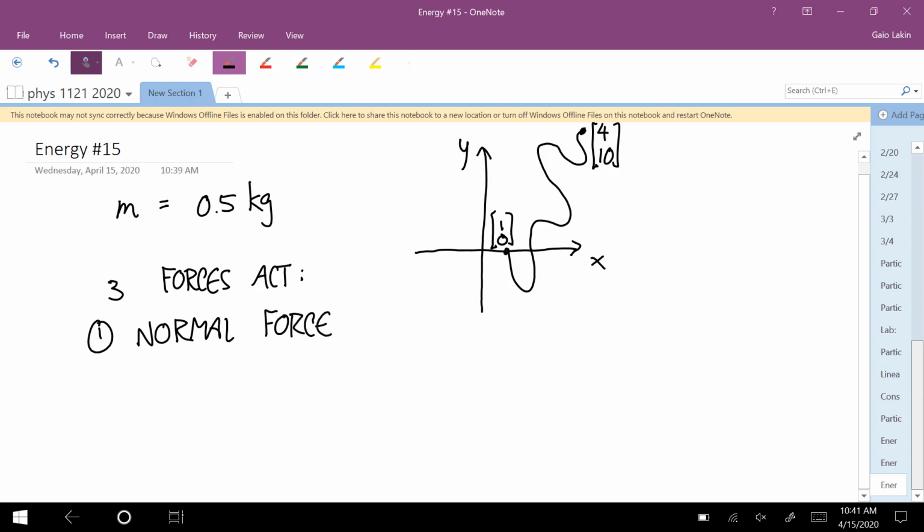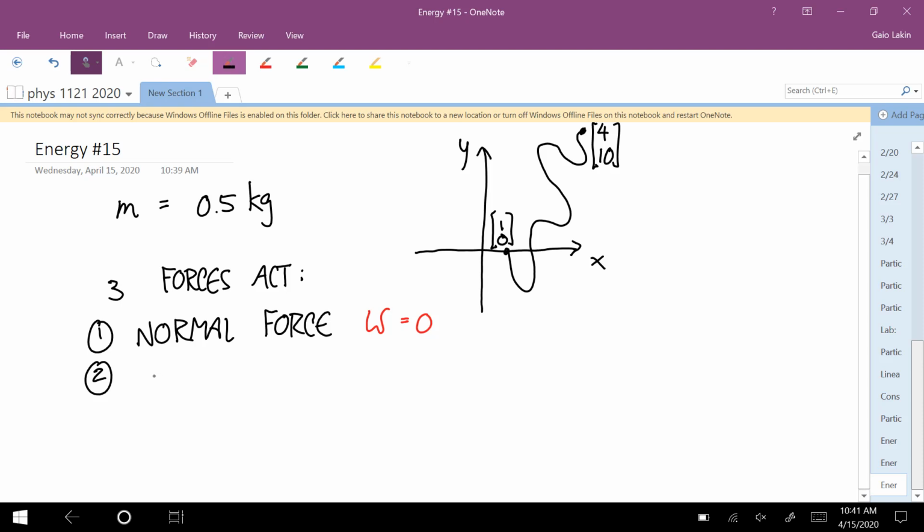So it's sort of rolling or sliding along a surface. And that's a non-conservative force, but it does zero work. So that means that if no other non-conservative forces do work, we can still use conservation of mechanical energy.